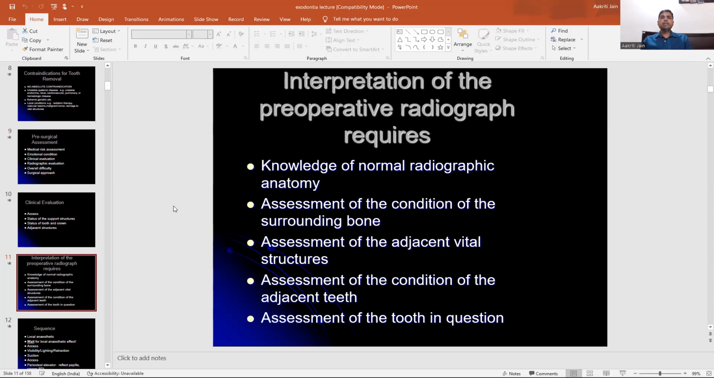Now understand the interpretation of the pre-operative radiographic requirement. This includes knowledge of the normal radiographic anatomy, assessment of the condition of the surrounding bone or tissue or structures, assessment of adjacent vital structures, assessment of the condition of the adjacent teeth, and the assessment of the tooth in question.